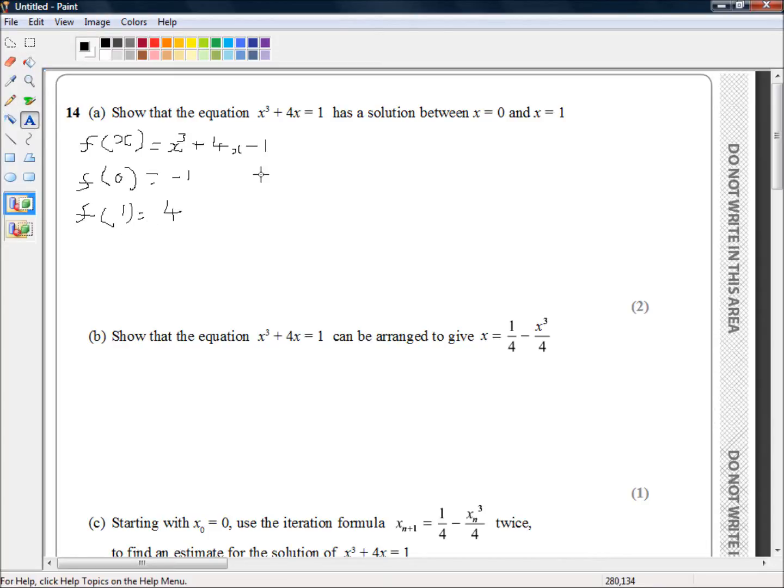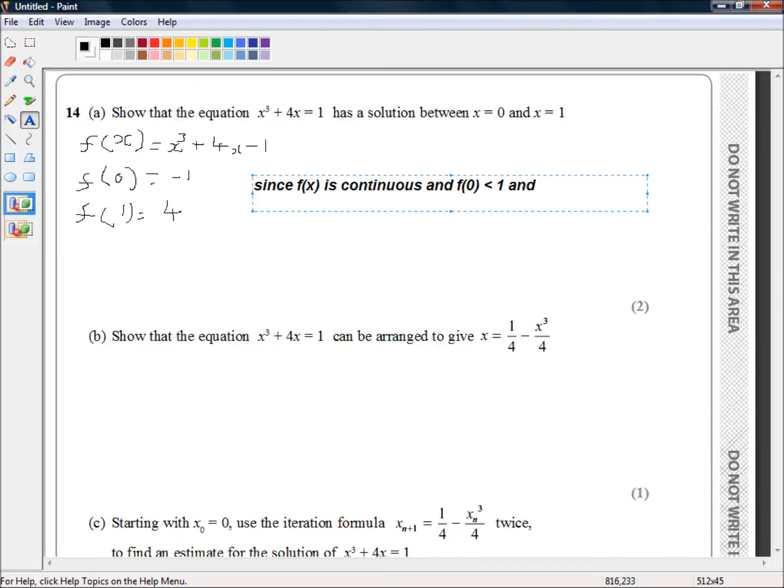And I'm going to write, since f of x is continuous and f of 0 is less than 0 and f of 1 is greater than 0, then f of x equals 0 must be between x equals 0 and x equals 1. Okay, I think that's a satisfactory proof.